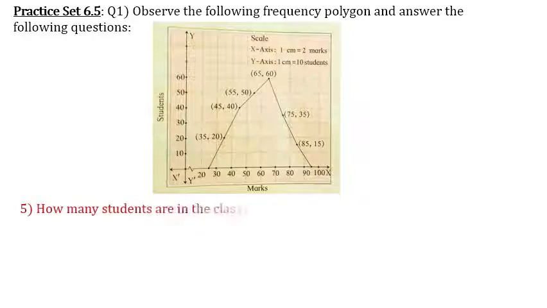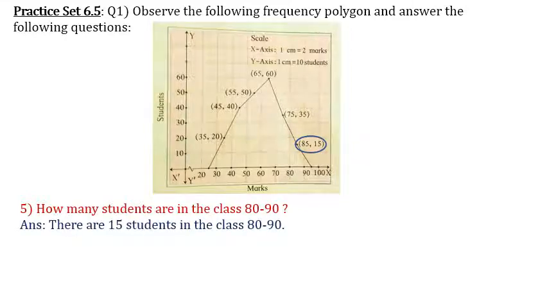Question 5. How many students are in the class 80 to 90? The point corresponding to the class 80 to 90 is (85, 15). The y-coordinate 15 represents the frequency. So there are 15 students in the class 80 to 90.